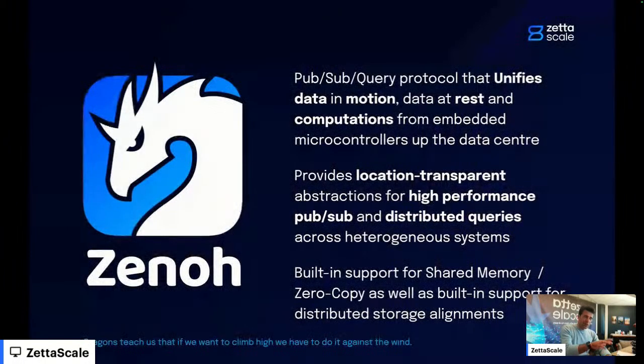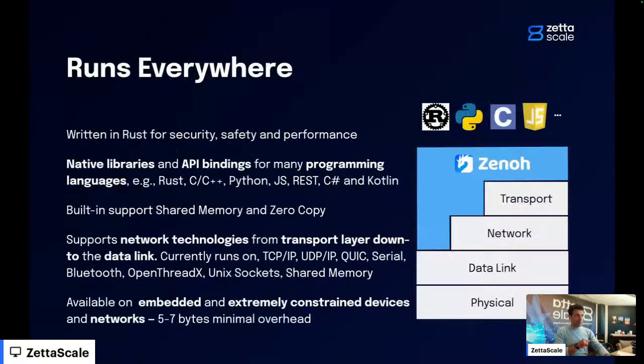And again, storage alignment I'll demonstrate later on. So Zenoh was written in Rust for security, safety, and performance. We have language bindings for plenty of programming languages, but I will be mostly using Rust and some Python, but today will be mostly Rust. Again, built-in support for shared memory, as we saw.